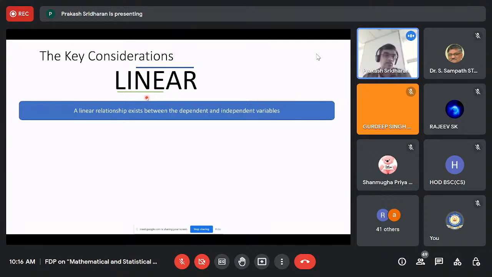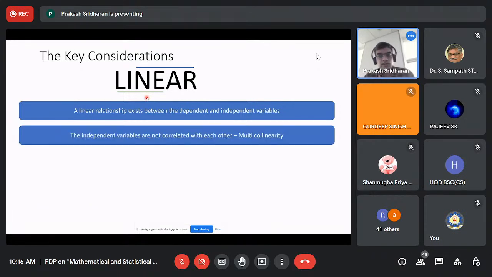But that's not going to happen. We need to find a line that is as close as possible to all the dots. So that's one of the fundamental expectations and fundamental needs when you're working with linear regression.